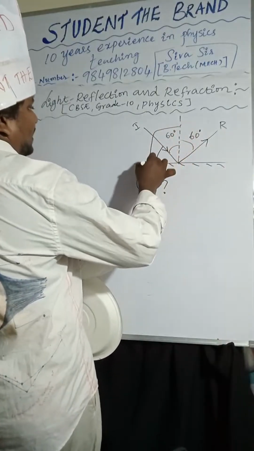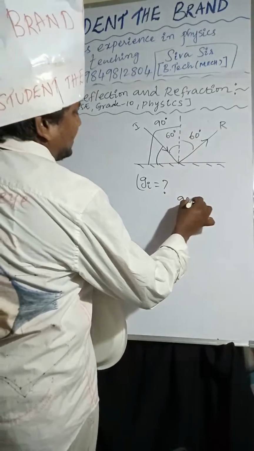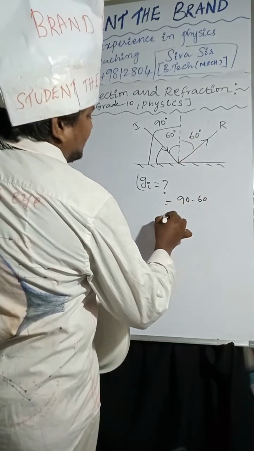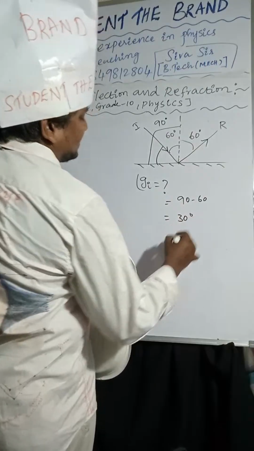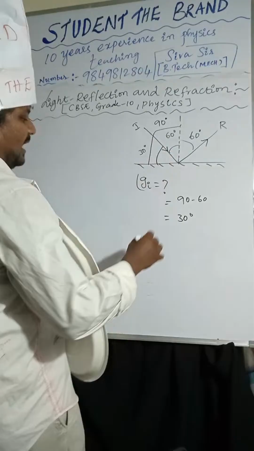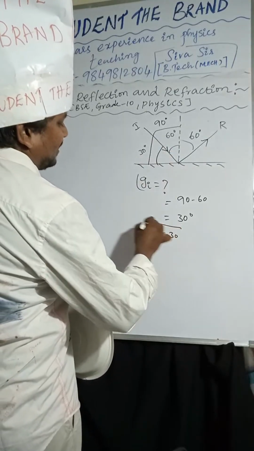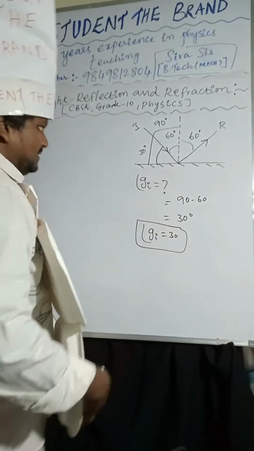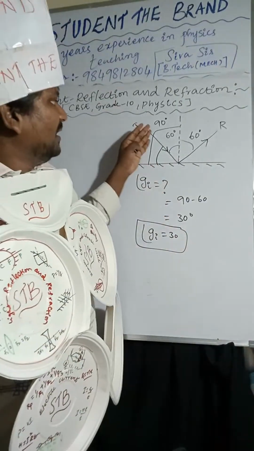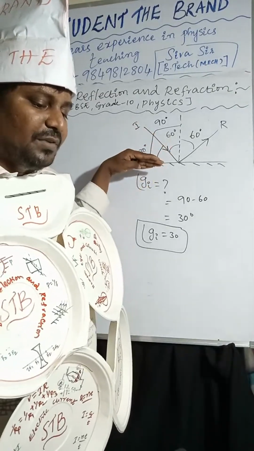Normally the total is 90 degrees, right? So 90 minus 60 is 30 degrees. So the glancing angle of incidence is 30 degrees. The glancing angle of incidence is taken between the incident ray and the plane surface.